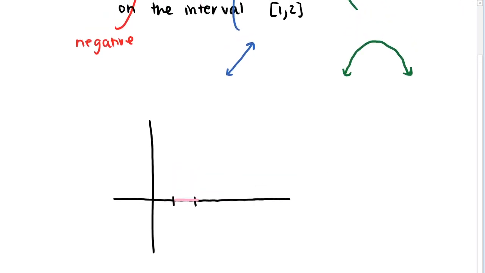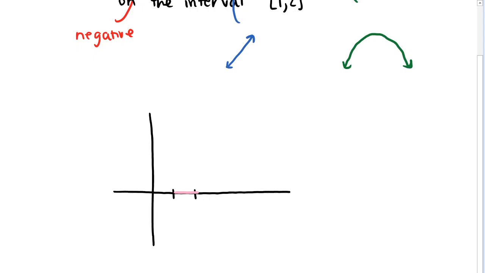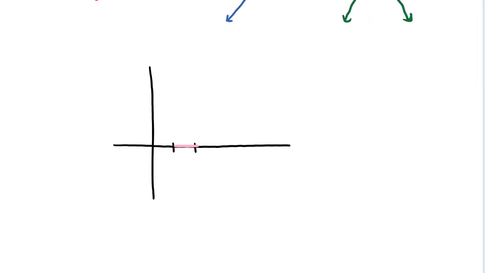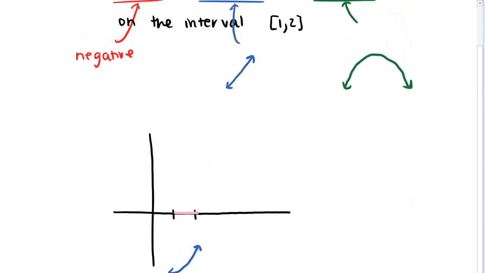So here we're saying that our graph should be below the x-axis. It should be negative, but it should be angled upwards. So maybe it looks something like this. But if we did something like this, it wouldn't satisfy. It would satisfy the first two conditions. It would be negative. Our function would be negative.